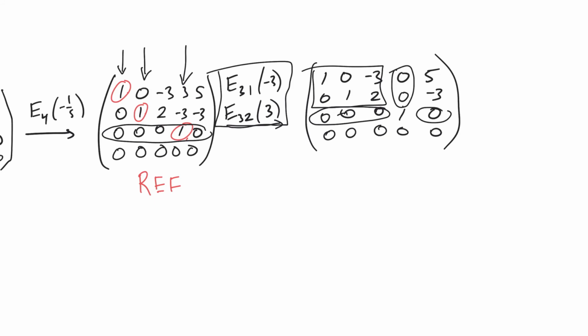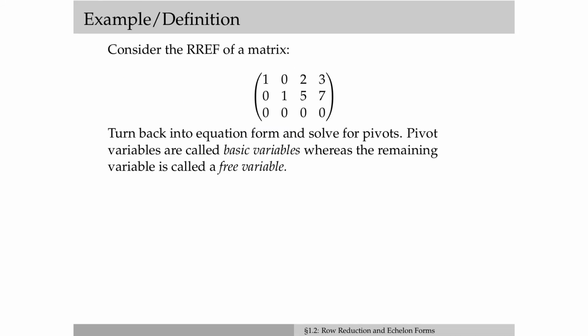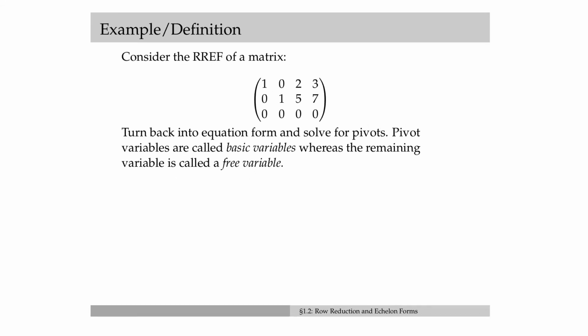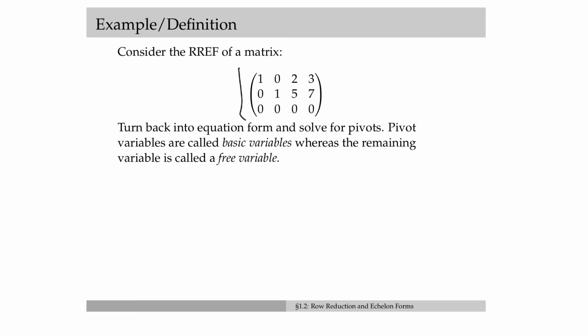Again, trying to turn something that's extremely abstract, namely all these row operations, back into the linear equation form, let's look at the next slide. In this example, I ask you to consider the reduced row echelon form of this matrix. We need to view this as an augmented matrix, so it came from some kind of system of linear equations. Let's turn it back into equation form.